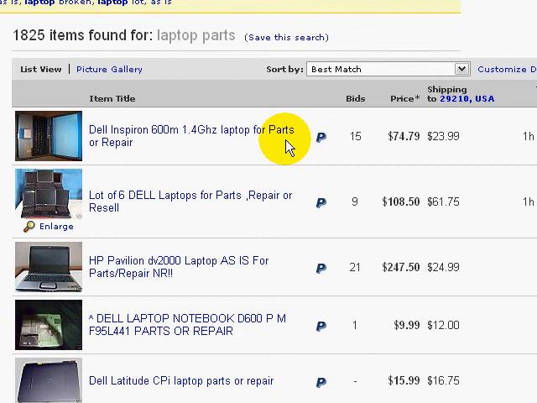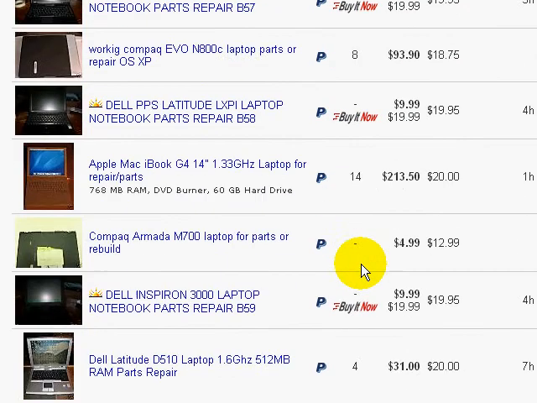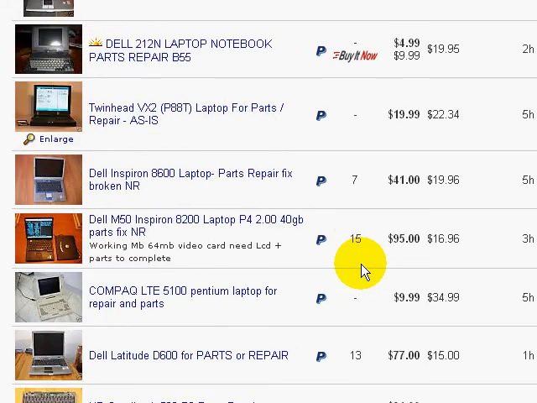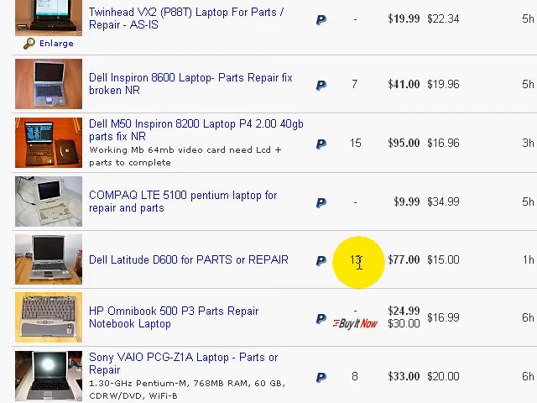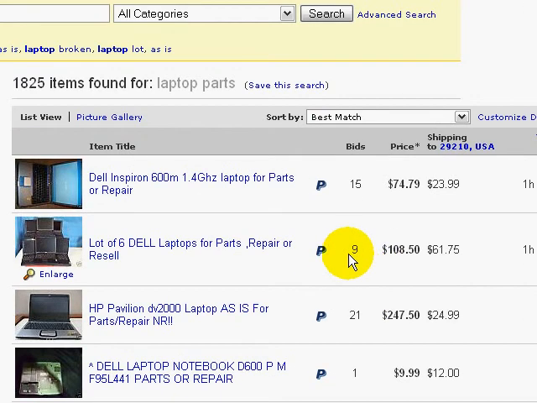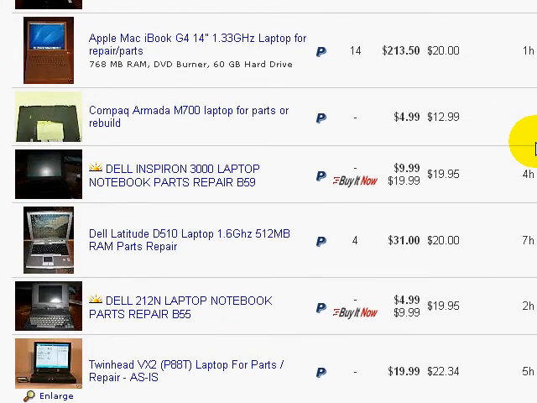So as you can see here, there are 15 bids, 9 bids, 21 bids, and we have bids all over the place. Now you can sort of get a feel for which laptop parts are more popular than others, and you can actually do more research in that. Let's say, for example, you have Dell laptop parts. As you can see here, Dell laptop parts actually sell very well.